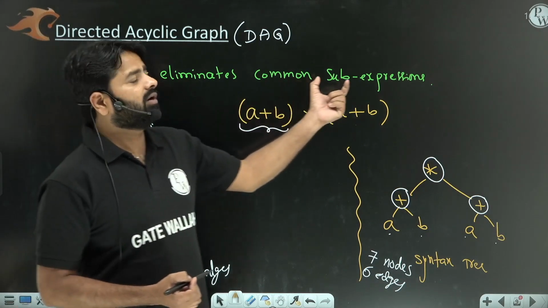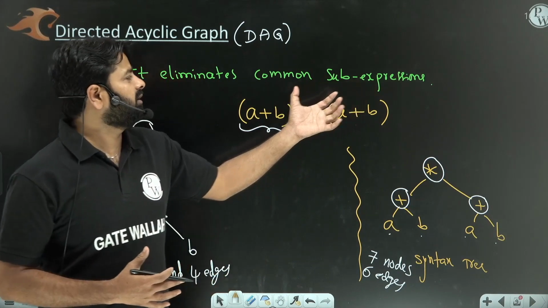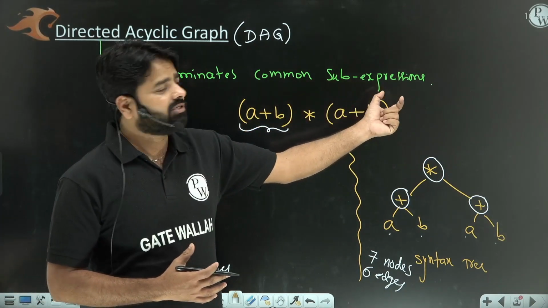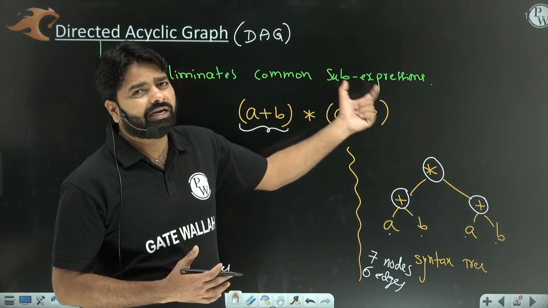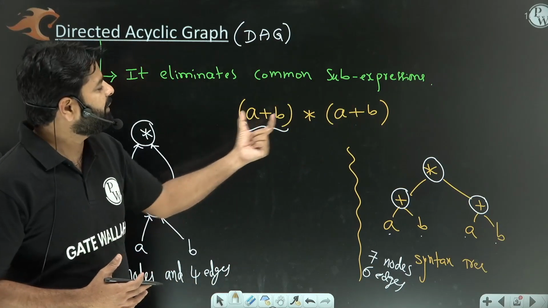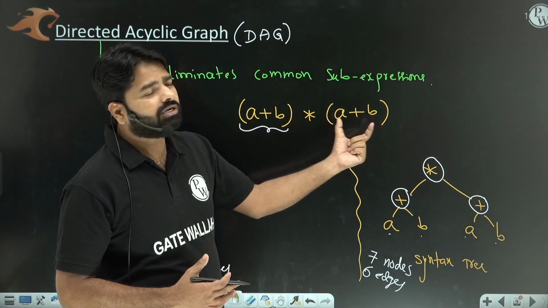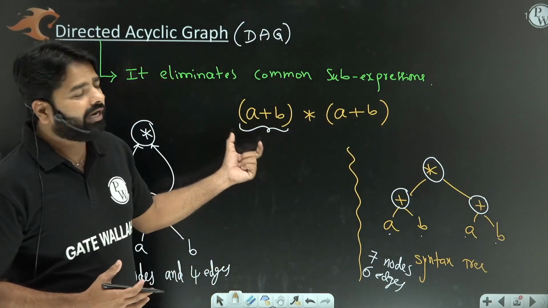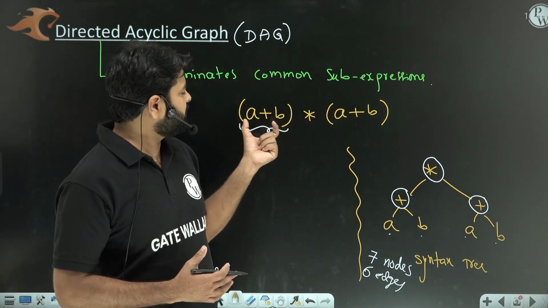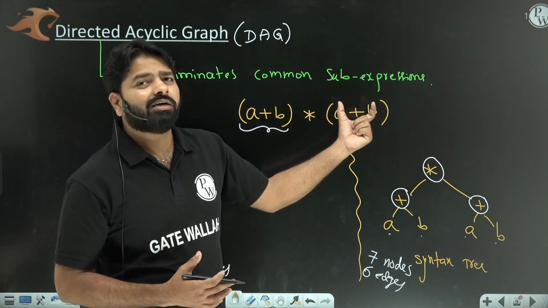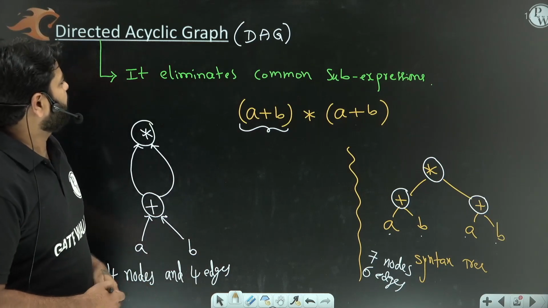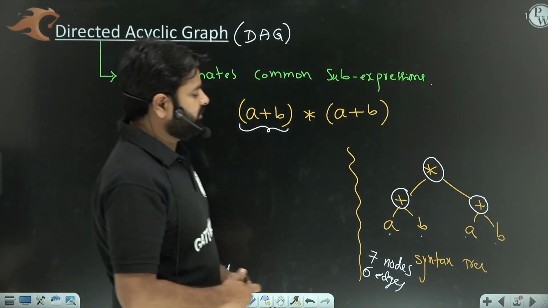So always use the directed acyclic graph when you want to save space and you want to reduce the calculations of the expressions. No need to calculate the expressions again and again. If they are repeated, like A plus B is repeated twice, you can just calculate once and you can reuse the same calculation in other sub expressions. Okay, this is the advantage of DAG.